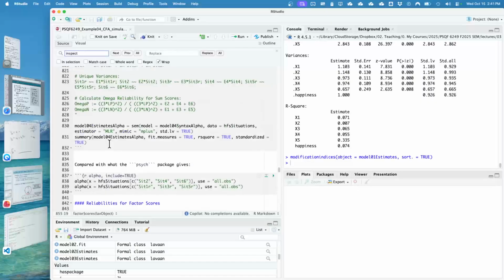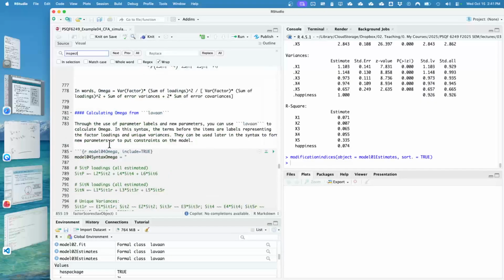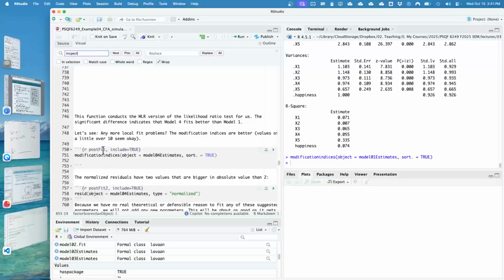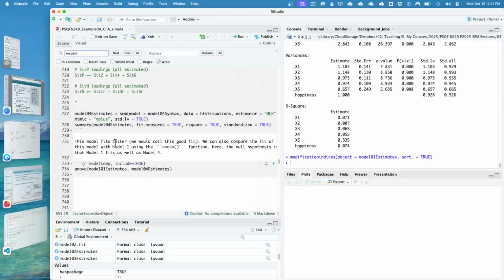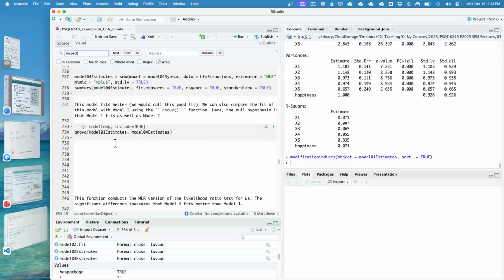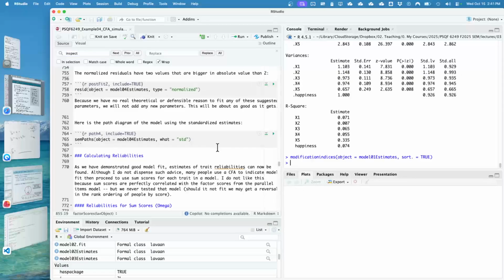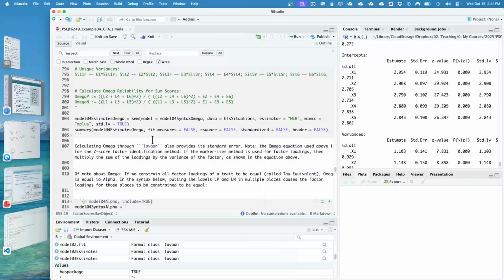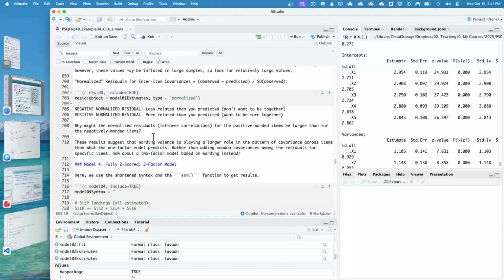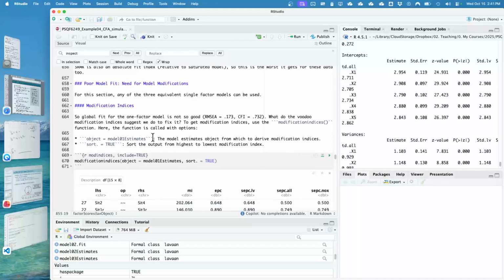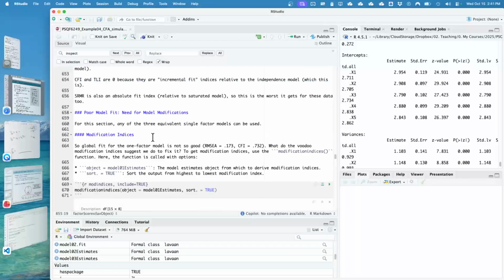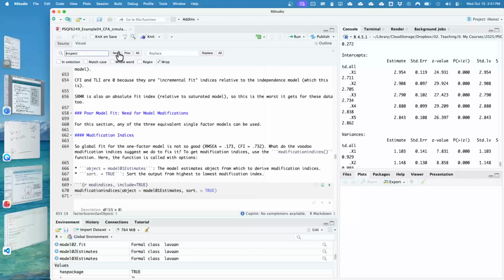And now, actually, this is the only class I ever taught with Markdown because the code gets so hard to manage. I do think you've included the normalized residuals for inter-item covariances. Is that what you're looking for? Yes. It's just a little lower. Oh, it is? Yeah, okay. It's included. Well, how about I put this here then? Because I really need it there.